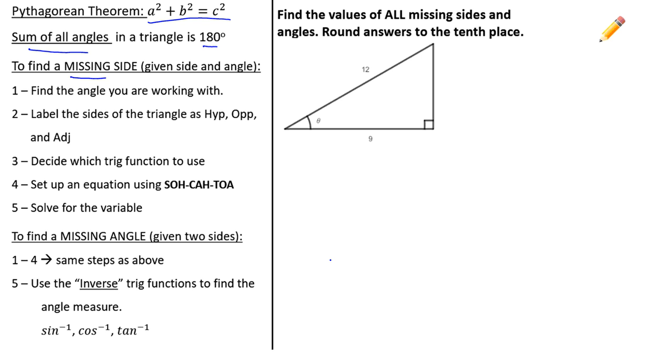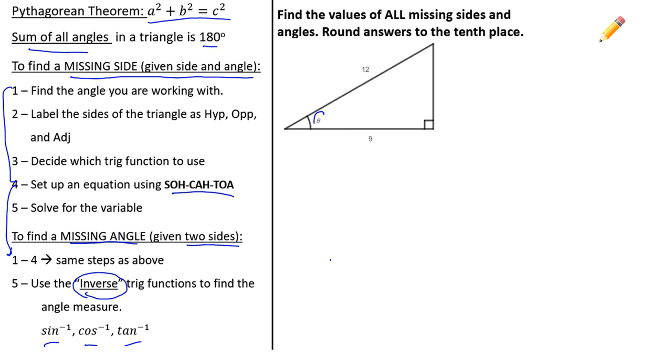If you have a missing side and you're given only a side and an angle, then you're going to use SOHCAHTOA and finish solving. If you're missing an angle, meaning you're given only two sides, the steps are the same, 1 through 4. But at number 5, instead of solving for the variable, you've got to use one of the inverse trig functions, the ones with the little -1. What that does is it takes an answer and gives you the angle that was there originally.